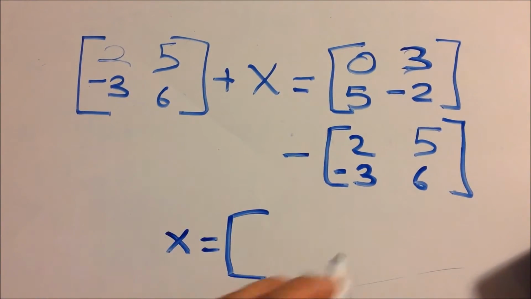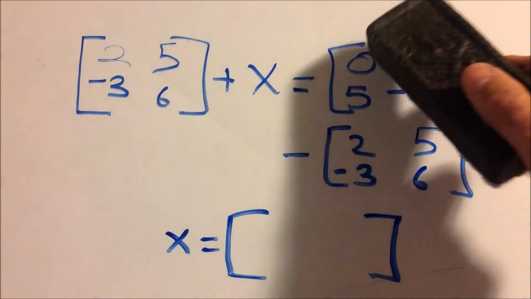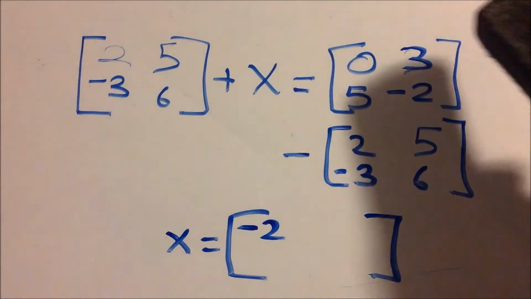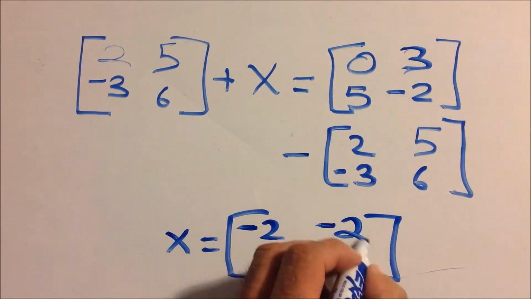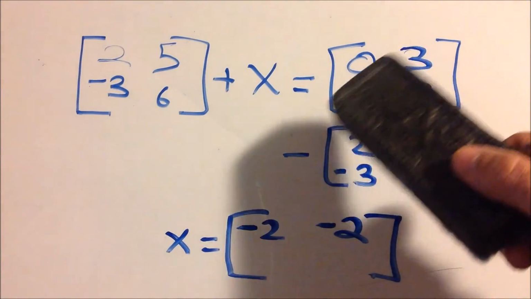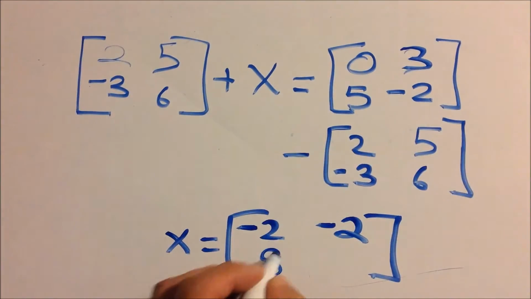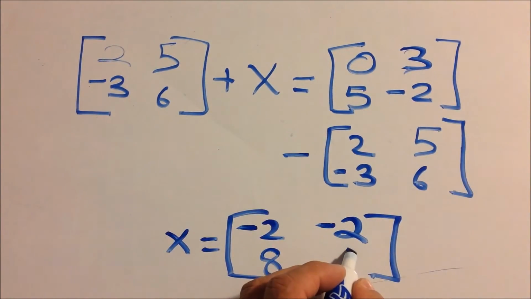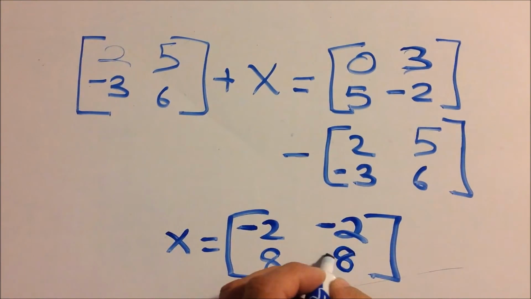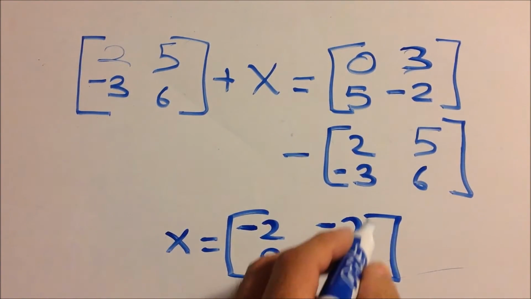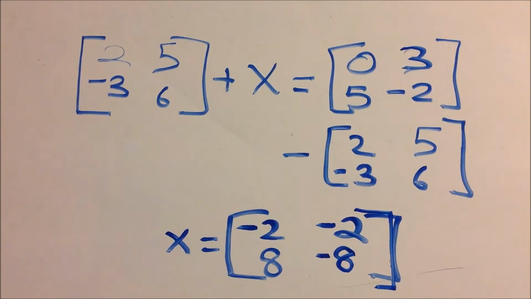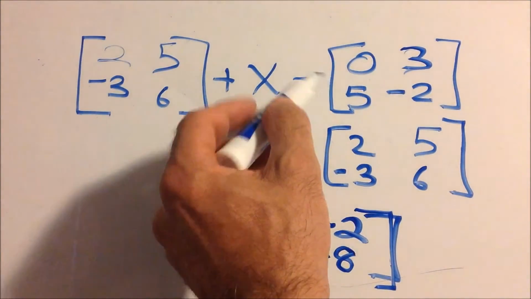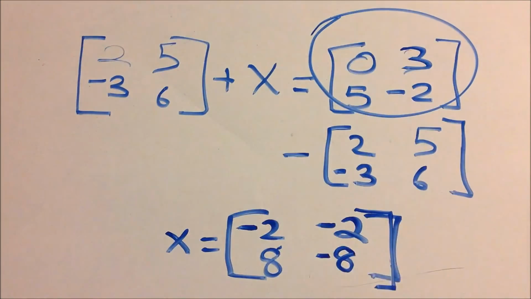And then we can check to see if we're right. So 0 minus 2 is negative 2. 3 minus 5 is negative 2. 5 minus 3 is 8. And negative 2 minus 6 is negative 8. So here is our answer. And now let's check. This plus this matrix has to equal this. Let's check.